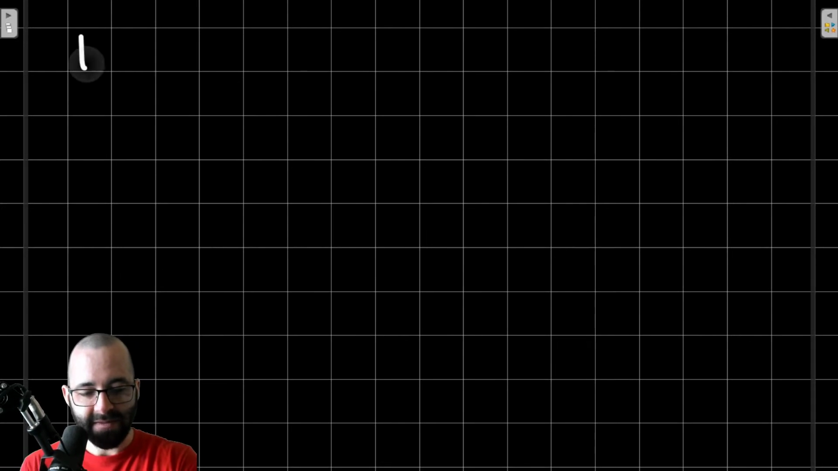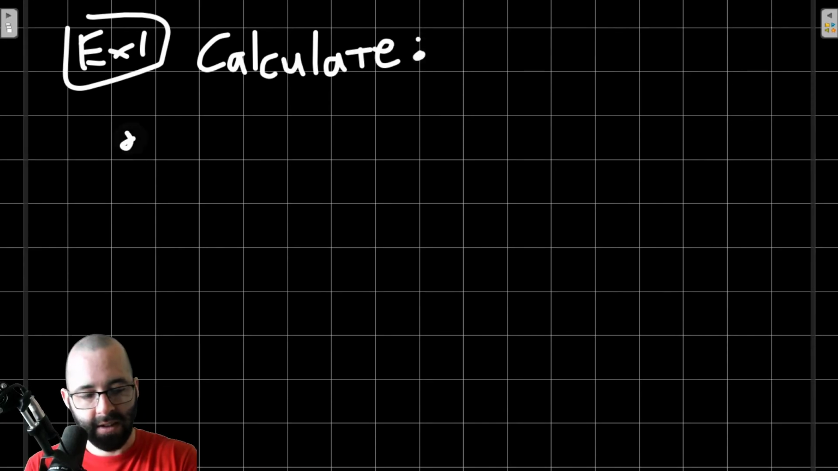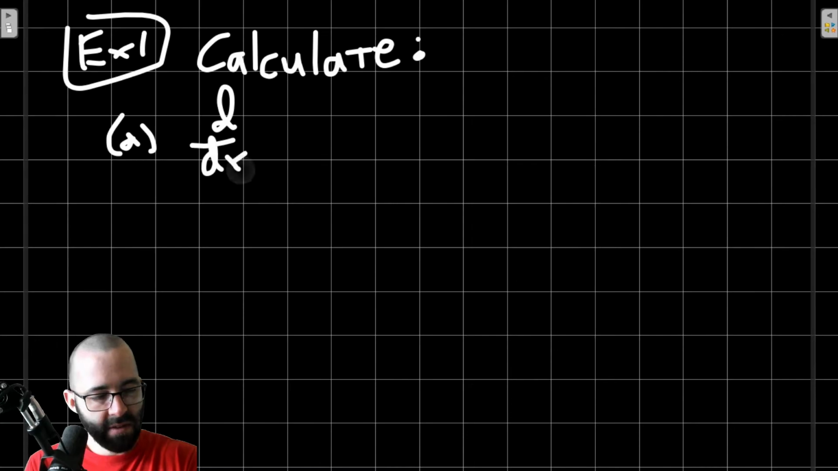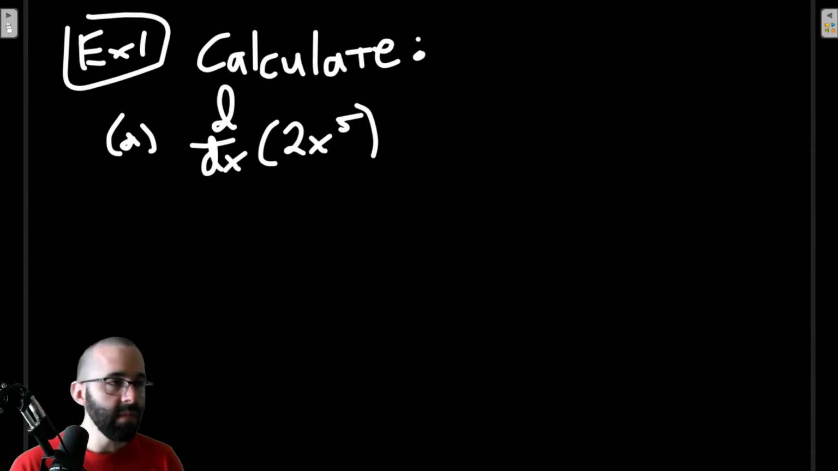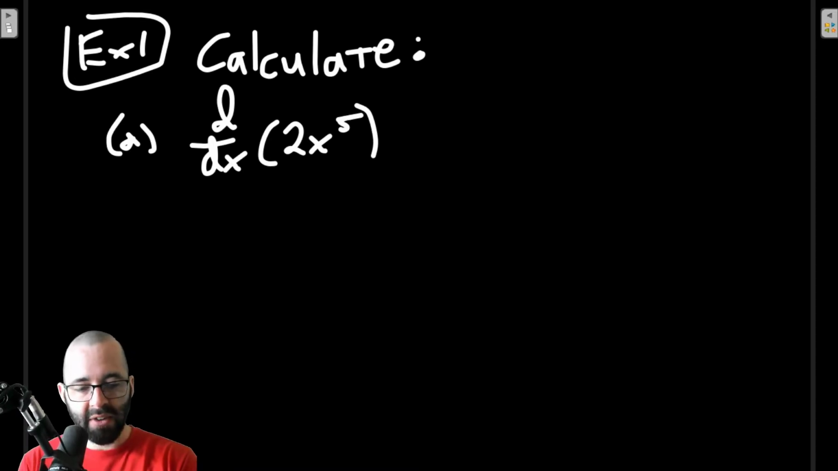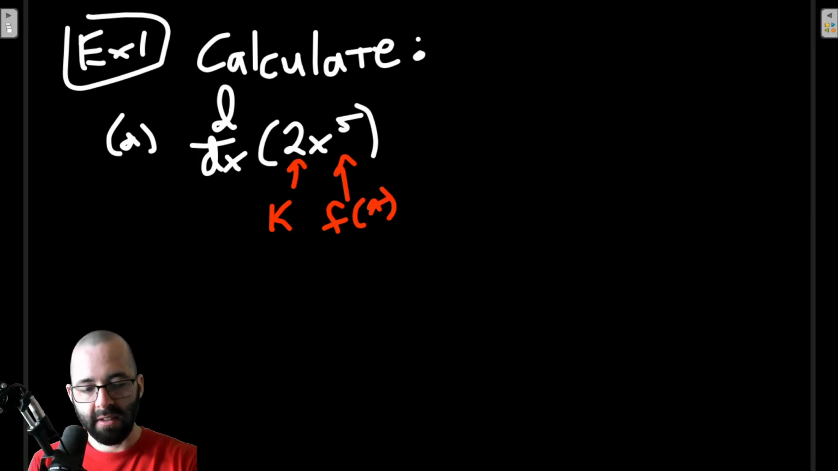Some examples. All right. Example 1, calculate the following. Part A. What is the derivative of 2x to the 5th? Also, we don't need this background, so we're going to get rid of it. All right, so this is just the constant multiple rule, right? What do we have here? We have a constant times something we know how to take the derivative of. A constant times a function. So this right here is our k. This right here is our f of x.